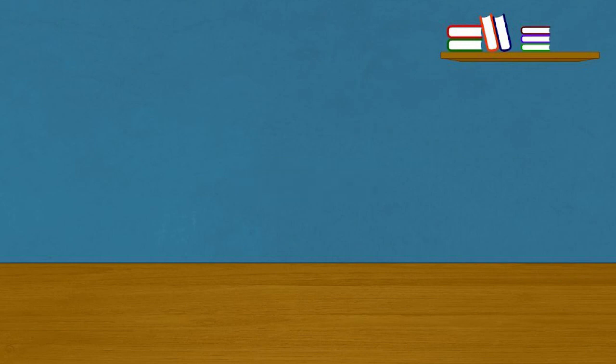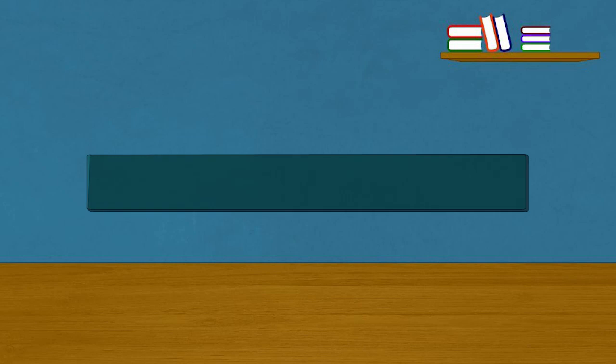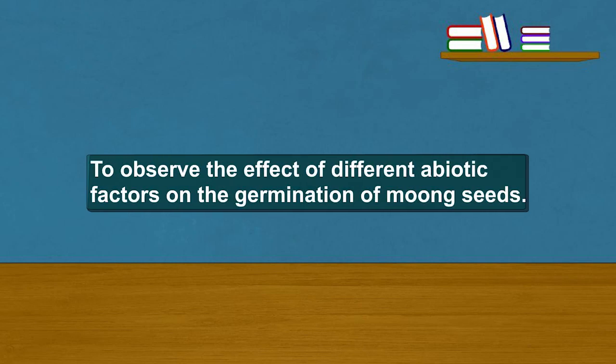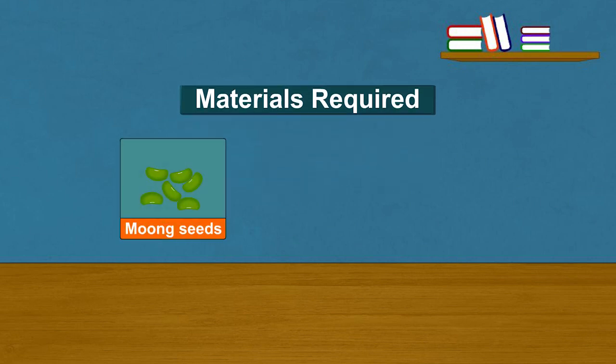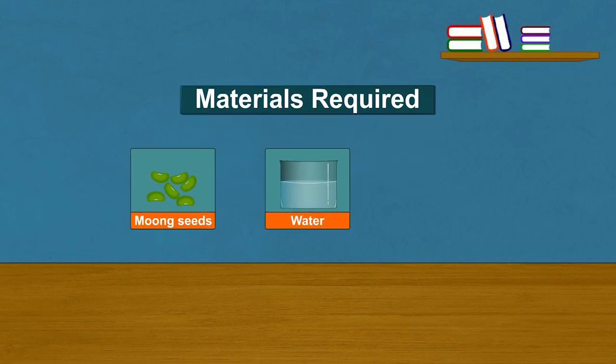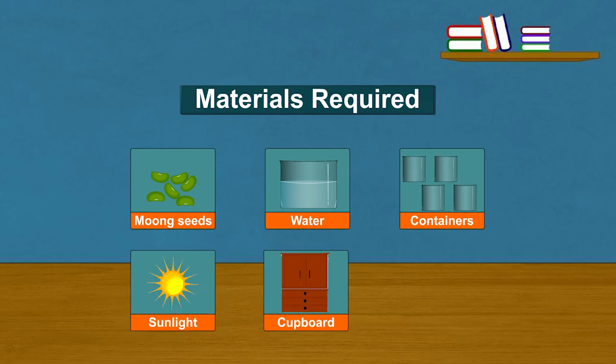Activity. Aim: To observe the effect of different abiotic factors on the germination of moong seeds. Materials required: dry moong seeds, water, 4 containers, sunlight, dark cupboard, refrigerator or ice.